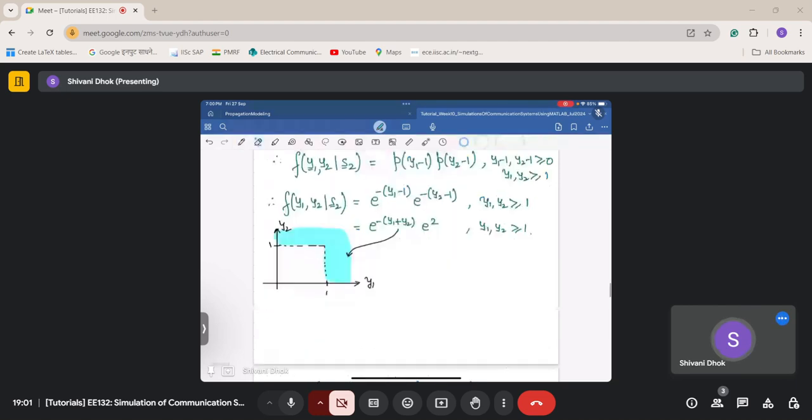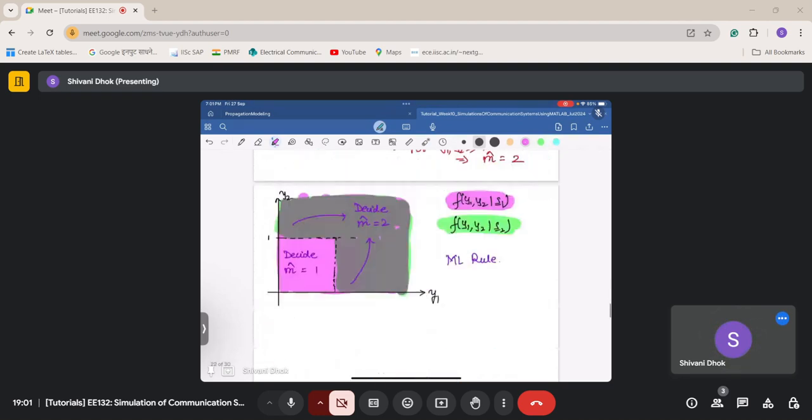Both y1 and y2 should be greater than or equal to 1. If you observe this region, y1 is less than 1 but y2 is more than 1. Similarly, in this region, y1 is less than 1 and y2 is more than 1. So we need to look at only this region. My apologies, I made a mistake here. So it is this region. Let me write it again.